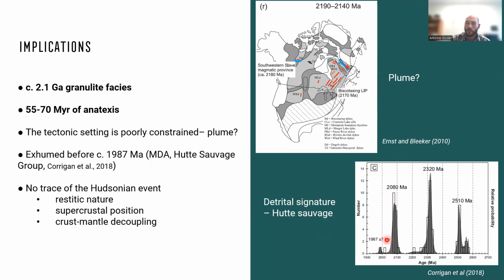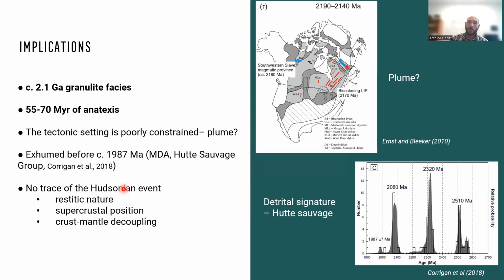This is the detrital record of the Hutte Sauvage group. It's just a small basin on top of that. And we can see a peak at 2080, and I think it's the Mistinibi-Raude that contributed to that. So we have a full metamorphic history. But an important part is that we don't have any trace of the Hudsonian event. We don't have anything dated at 1.9 to 1.8 billion years old.